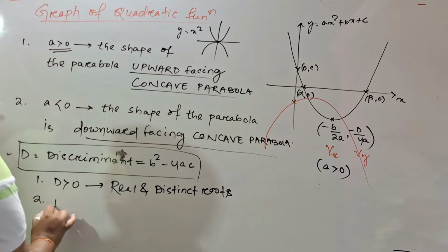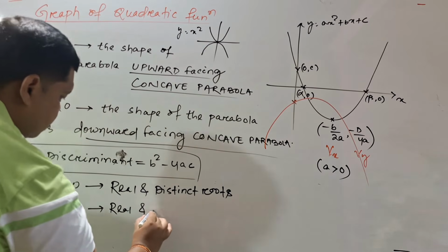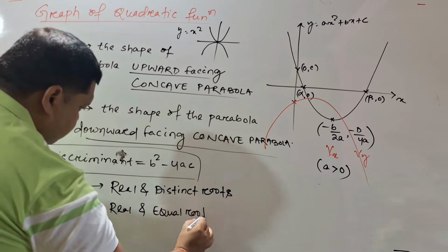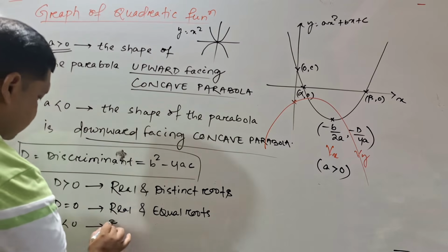Similarly, if D is equal to 0, I will get real and equal roots. And if D is less than 0, I will get imaginary roots.